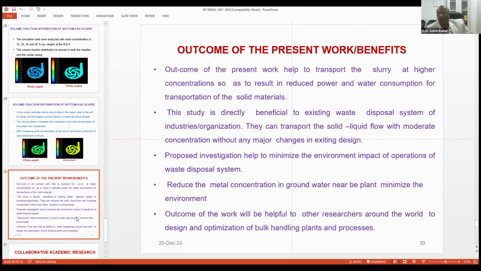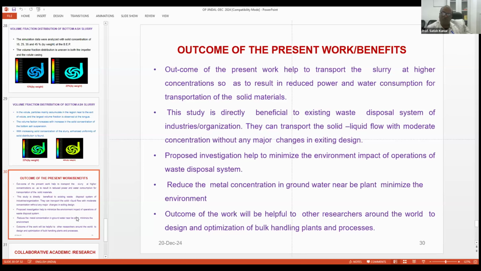So the outcome of the present work is that by using this analysis, we can go ahead up to higher concentrations, 45-50%. Presently thermal power plants are transporting up to 15%, and we can save a lot of water and power for transportation of the solid materials. This is the work done on the thermal power plant ash disposal system.